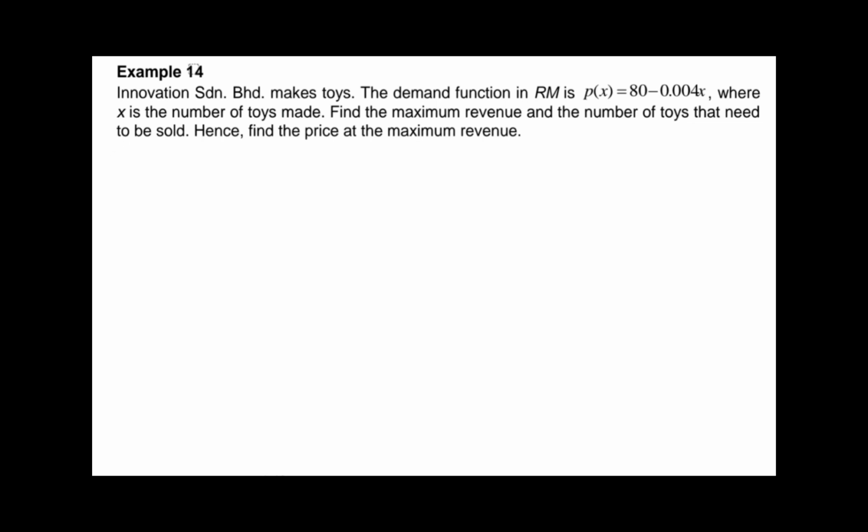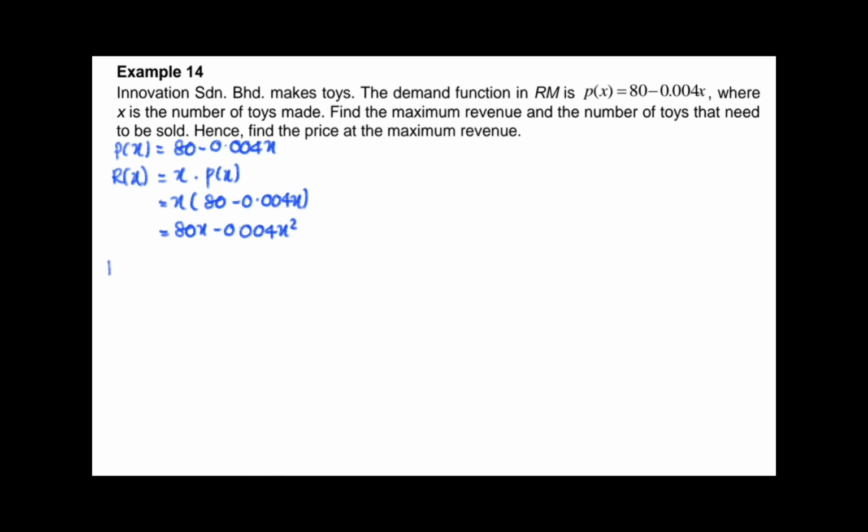So first, we are given the price function P of X, which is equal to 80 minus 0.004X. So what is the revenue function? The revenue function R of X is given by the quantity times the price function. So we multiply X by the price function 80 minus 0.004X, and the revenue function will be equal to 80X minus 0.004X squared.